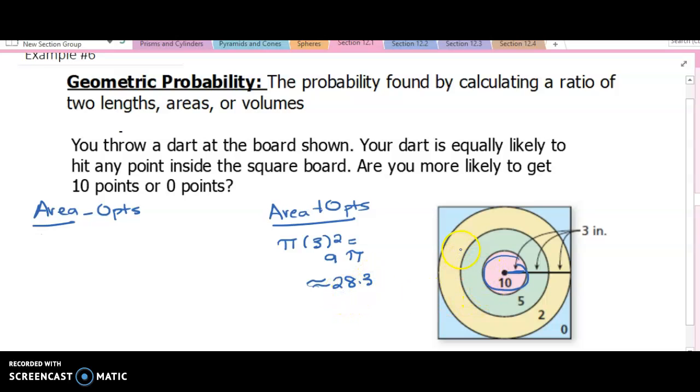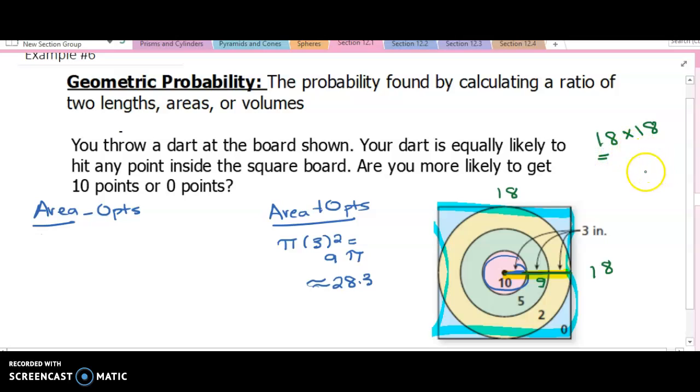Okay, so if we're going to hit this full board, if each of these pieces are 3, 3, and 3, then that means this is 9, which means the whole thing is 18. Same thing up and down by 18. So the square is 18 by 18, which gives me 324.